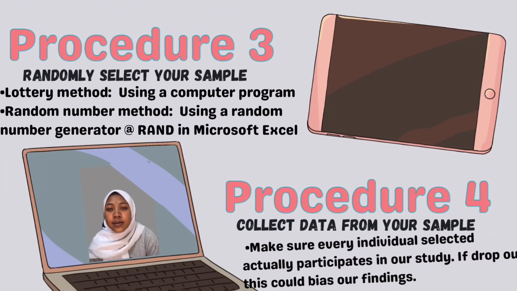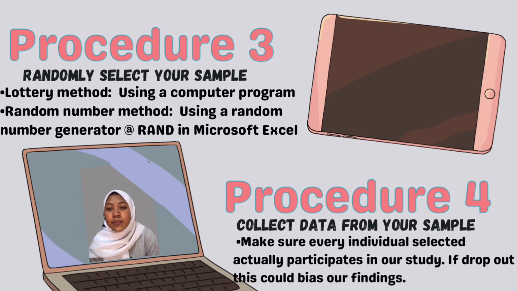For procedure 3, randomly select your sample. For the lottery method, use a computer program. For the random number method, use a random number generator like RAND in Microsoft Excel. For the last procedure, collect data from the sample. Make sure every individual selected actually participates in our study. If they drop off, this could bias our findings.